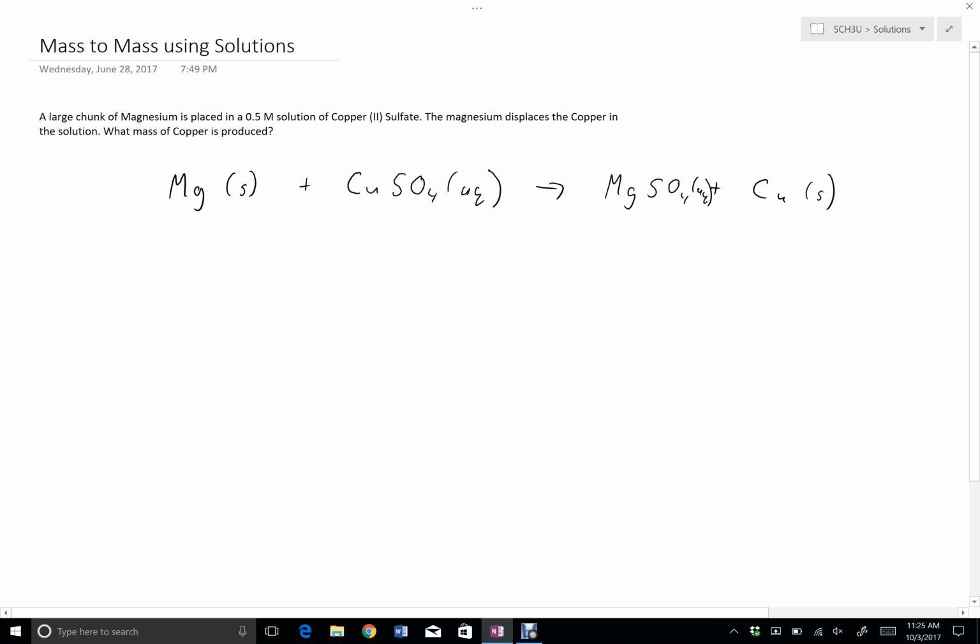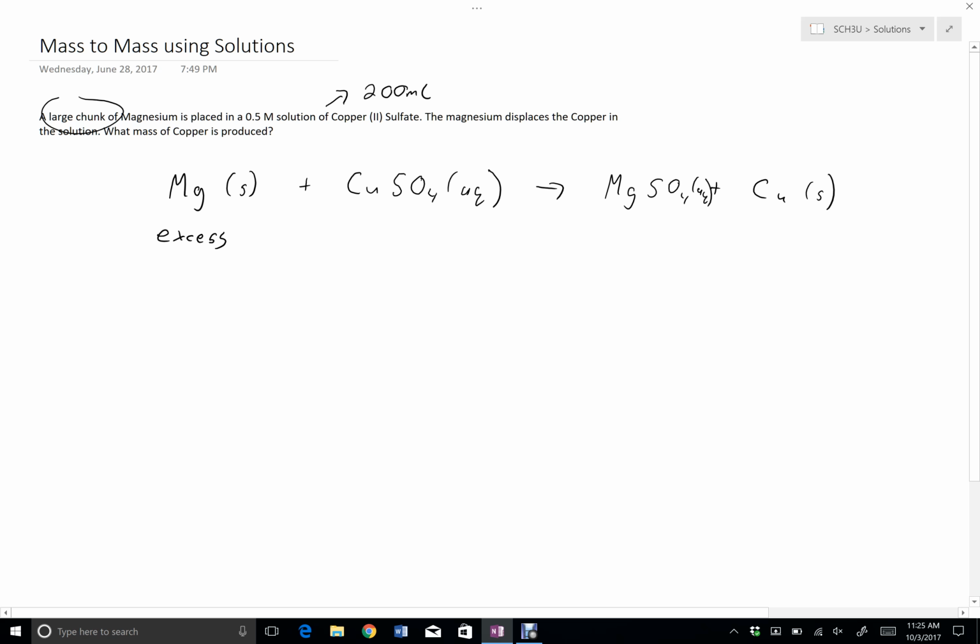So we're saying a large chunk, so what I'm reading into a large chunk here is that this is the excess reagent, so I don't need to worry about how much of it I have. And that's being put into 0.5 molar solution of copper sulfate. I'm noticing in the question I should have said a volume for the solution, so let's say it's 200 milliliters.